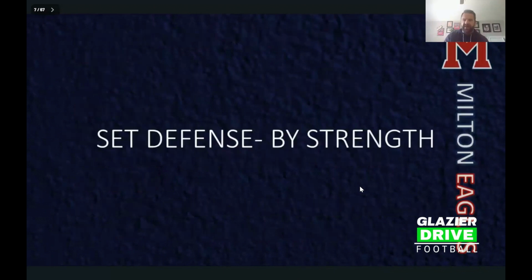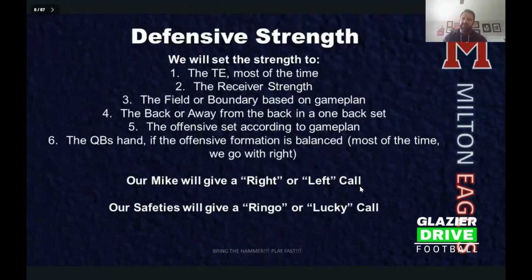We'll start by setting the strength. Of course, it's the tight end, the receiver strength. Most of you probably do it the same type of way. We have the Mike or left, and our center always gives a Ringo or Lucky call based on the receiver strength. So it's a little different for them at times because it's not always the same. It's another thing where I think it makes us a little different.